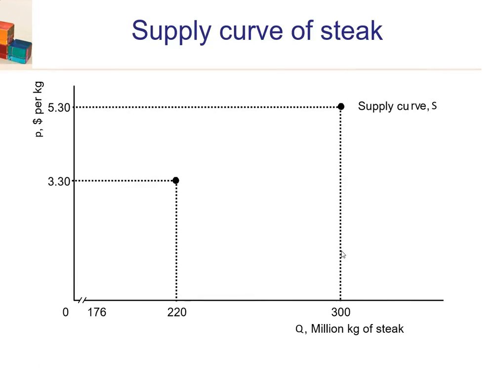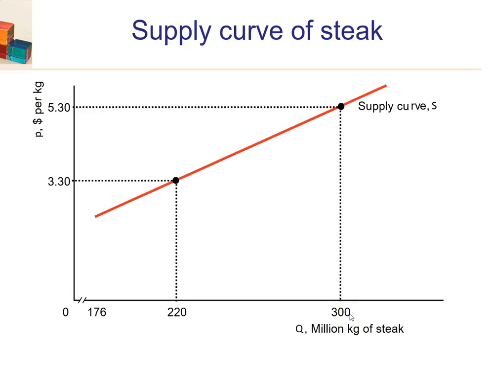So let's sketch a supply curve for steak. And we have 2 items. We have the price of the steak on our vertical axis, and we have the quantity supplied of steak on the horizontal. If for a given steak price, say $3.30, 220 units are supplied, and if that price were to increase to say $5.30 per kilogram, farmers are more eager to supply us with steak.